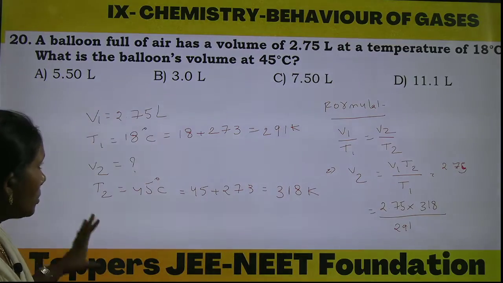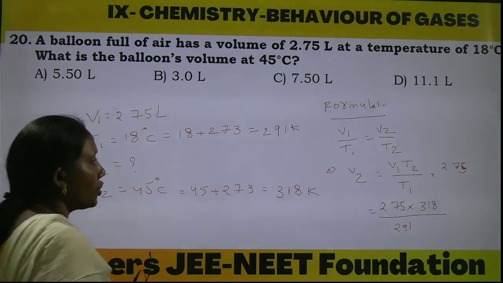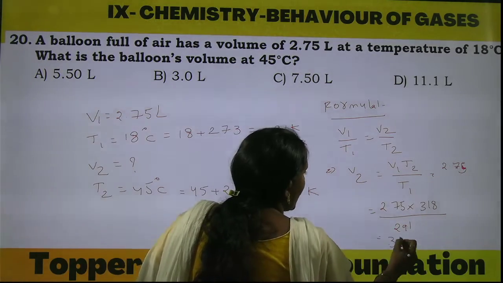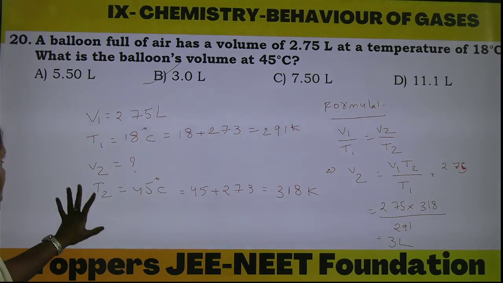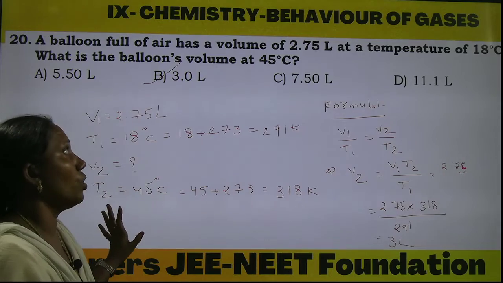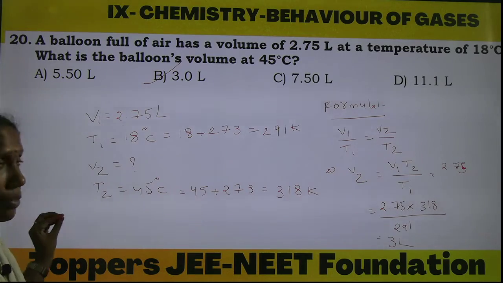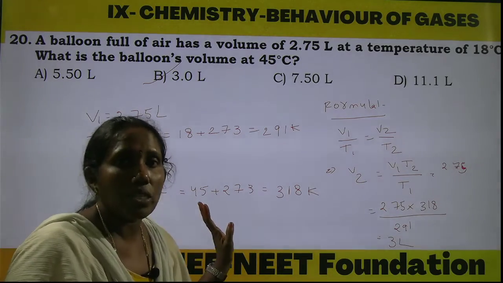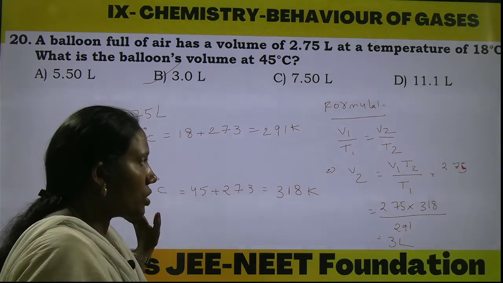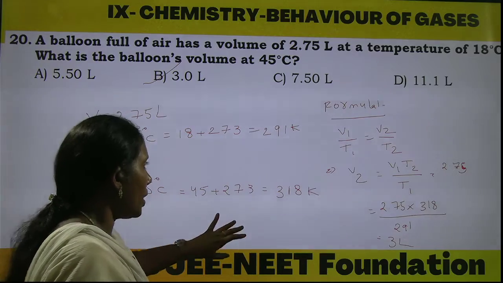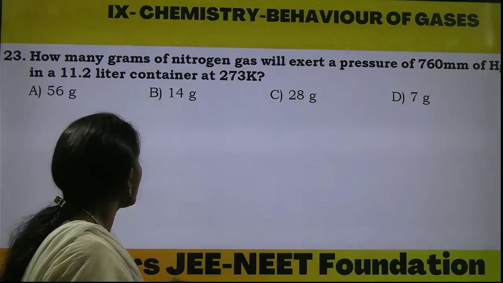So this is how we have to do the problem. If you calculate this you will get obviously 3 liters. So we go with the B option. This is also according to Charles law only. He kept the pressure constant and gave volume and temperatures. By changing the volume and temperature, we have to substitute the given values and we will get the answer. Okay, comes to the next question.